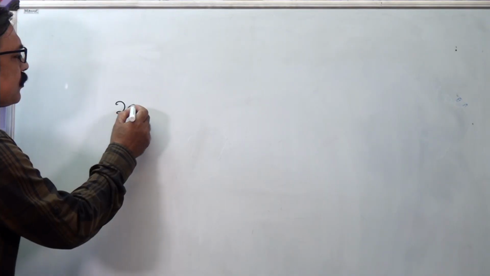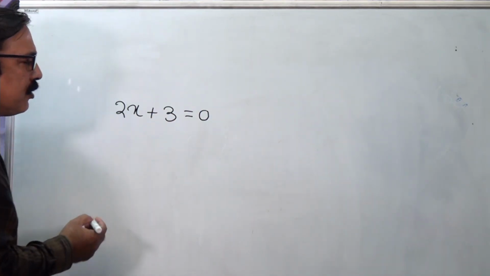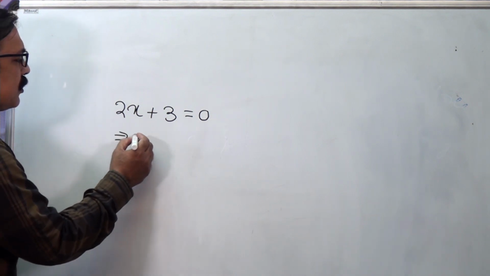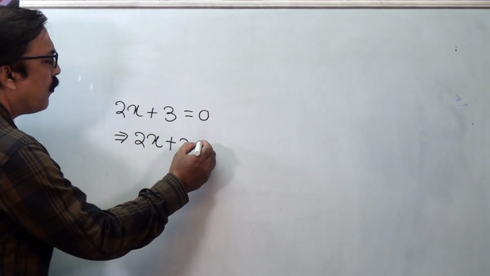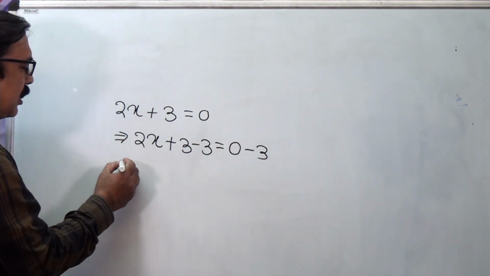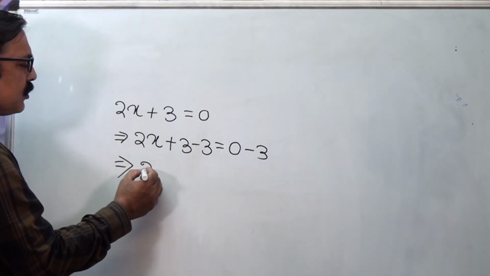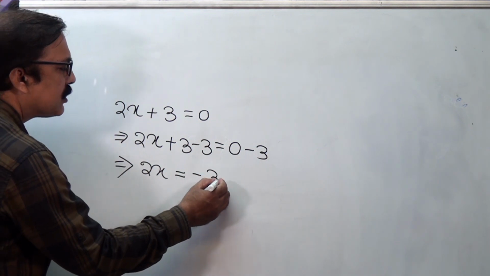2x plus 3 is equal to 0. This gives 2x plus 3 minus 3 is equal to 0 minus 3. This gives 2x, 3 minus 3 is 0, is equal to minus 3.